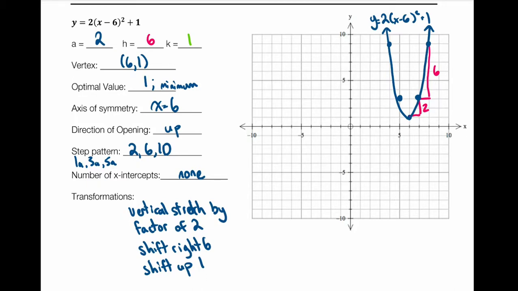Plotting the graph, same idea. Plot the vertex at (6, 1), coming from the h and k value. Use the step pattern, 2, 6, and then 10 to graph it. So we start at the vertex, move to the right 1, up 2. Move to the right 1, up 6. We would technically move to the right 1 again and then up 10, but it doesn't fit on a graph or a grid, so this is as much as we can draw. Repeat that pattern on the other side, or use the idea of symmetry to find the other half of the graph, and there we have our quadratic.